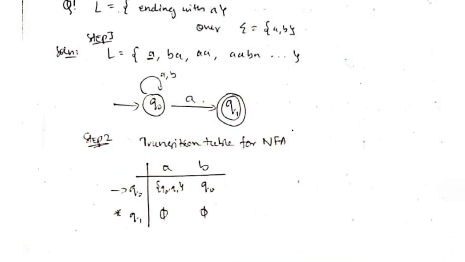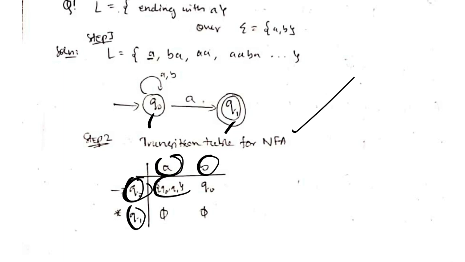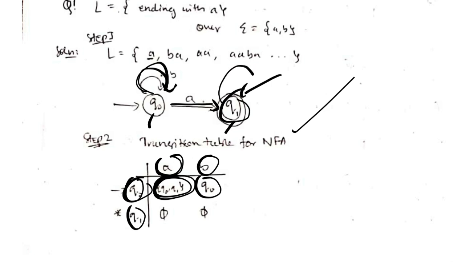First we will make the transition table for NFA. Here we have Q0 and Q1 states, and the alphabets are A and B. Q0 upon A is Q0 Q1, because A is going here also and it can go here also. So we will write Q0 and Q1, and for B it is Q0, so we will write Q0 here. From Q1 we have no states through A and B, so therefore we will write null here.